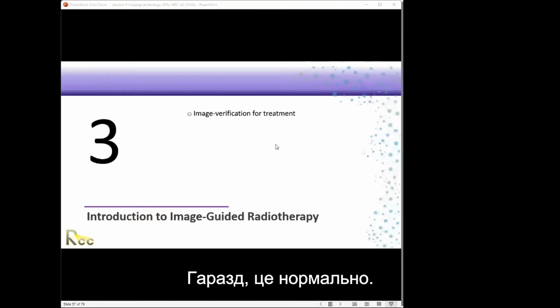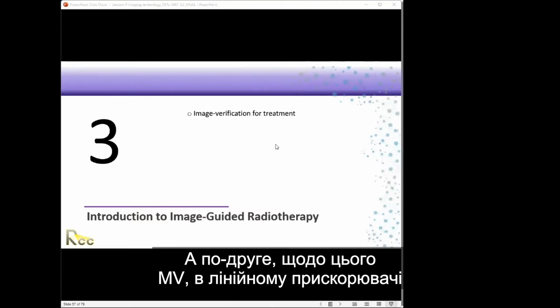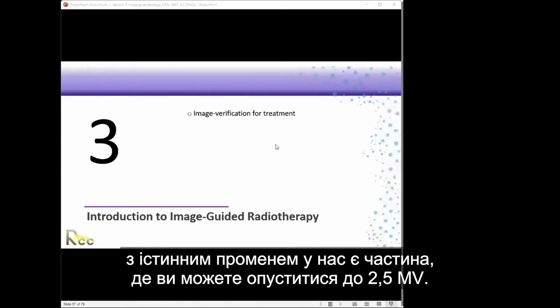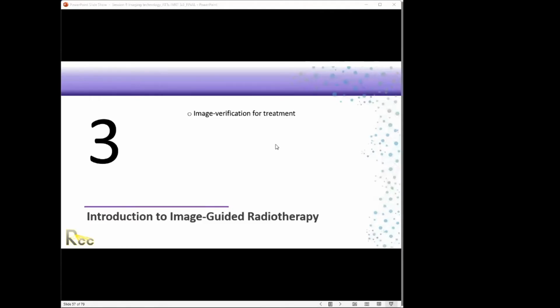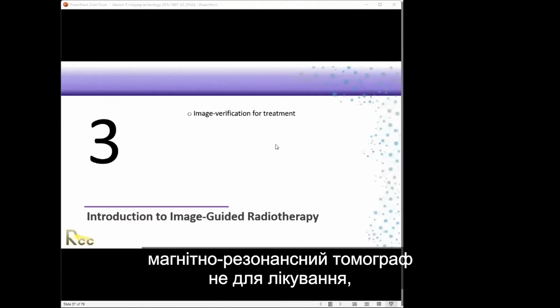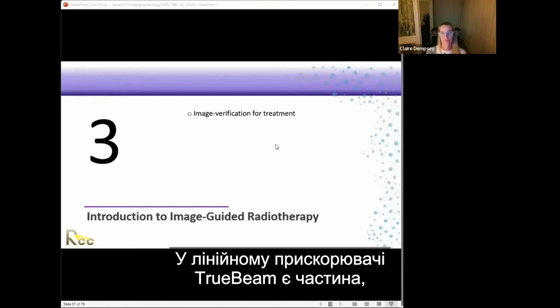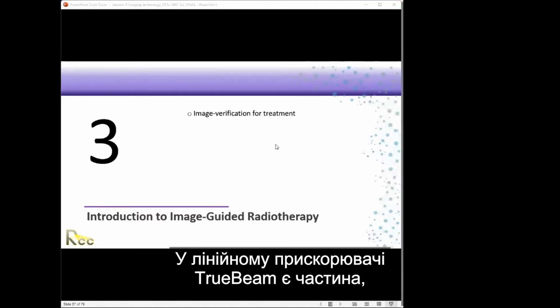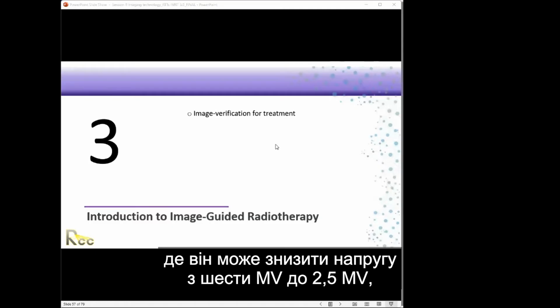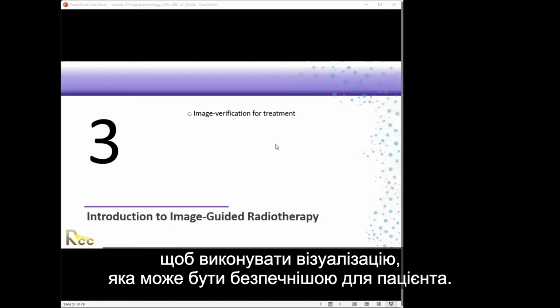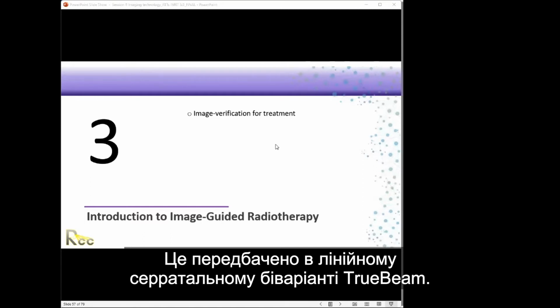Okay, that is okay. And secondly, regarding MV, in the TrueBeam linear accelerator we have a portion where you can go as low as 2.5 MV, in case you want to use the MV imager not for treatment but for imaging. In the TrueBeam linear accelerator, there's a part of it where you can step down from 6 MV to 2.5 MV to do imaging, which is a little bit safer for the patient. So there's a provision for that with the TrueBeam linear accelerator by Varian.